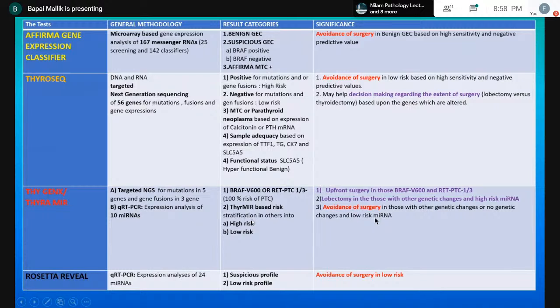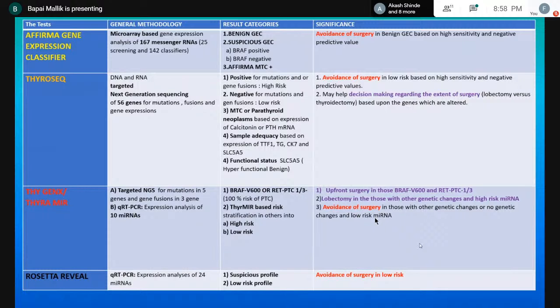If it is not BRAF V600 or RET/PTC positive, you go for the microRNA test. And based on microRNA, you divide into high risk and low risk. And if it is low risk, you can avoid surgery. The last one is Rosetta Reveal, and this one is only on microRNA, which is divided into suspicious profile or low risk profile. And if it is low risk, you can avoid the surgery. So the main idea is to avoid surgery.